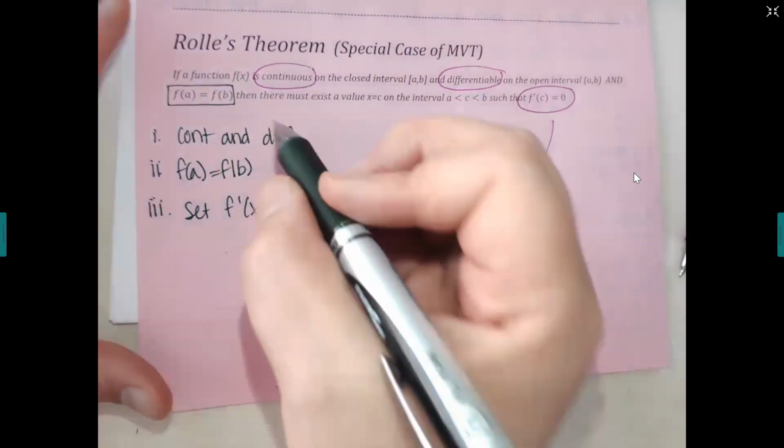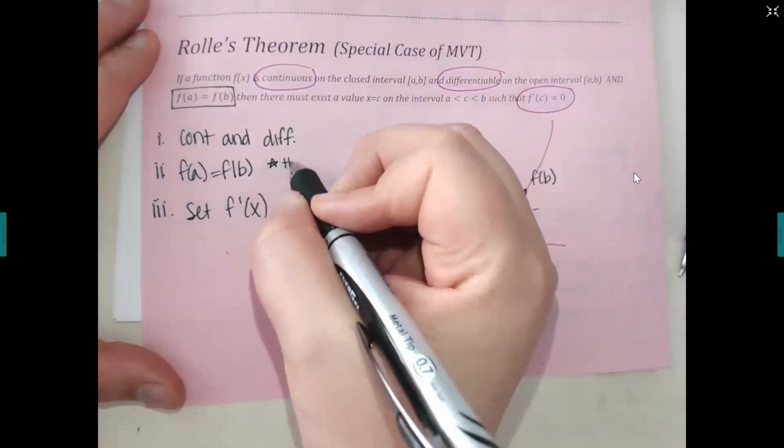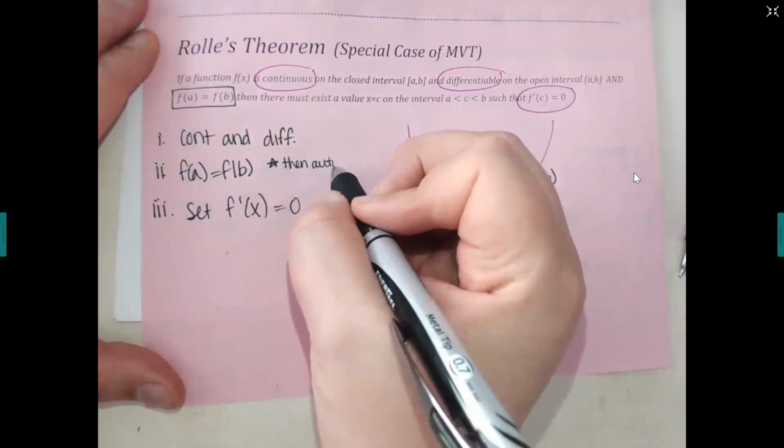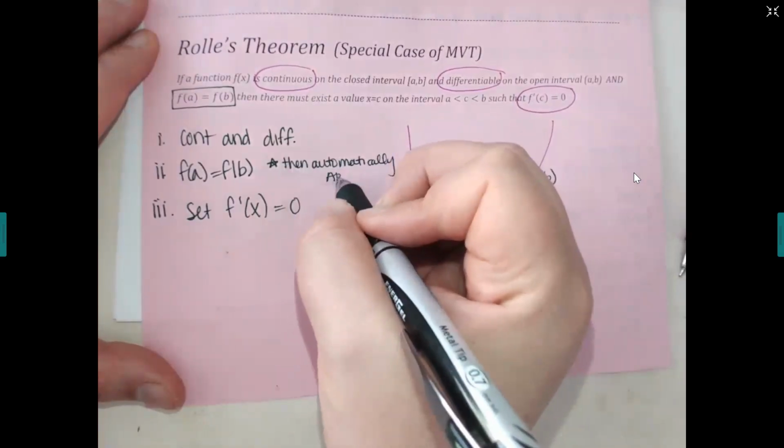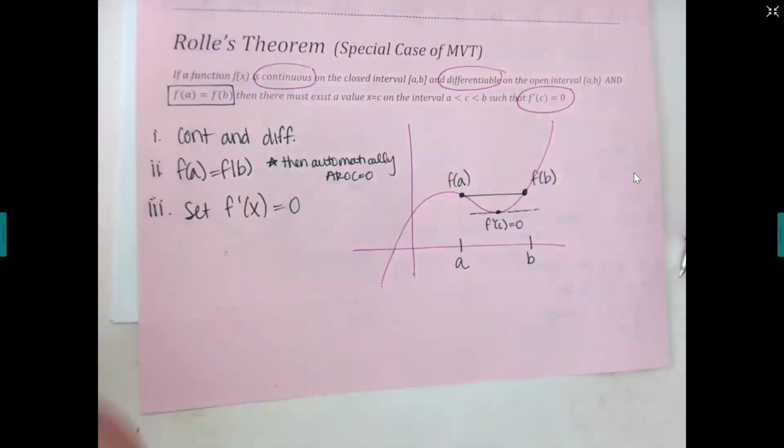Okay, and then I'm going to put a little note here. Then automatically a rock is 0. So basically, you're just identifying, well, if my y values are the same, I'm not going to find it. I just know it's 0, and then I skip to the last step. Okay? So let's do 1 off your notes, and then, thankfully, we're done.